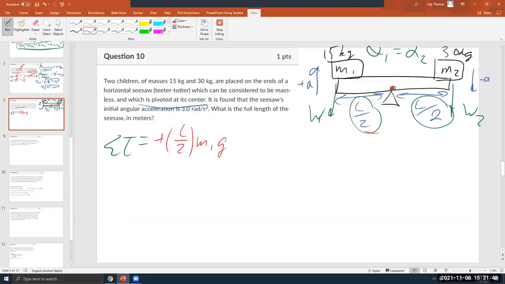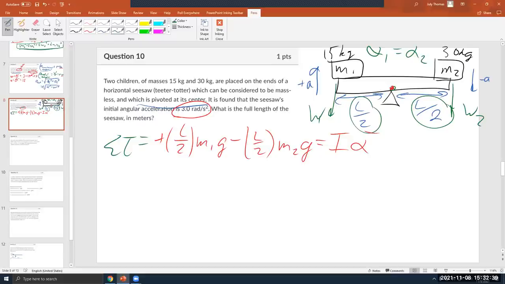The other child, M2, is causing a rotation in the clockwise direction. That is a negative direction for the torque. So we have minus, and I just need r times F. r is again L over 2, and F is M2 times g. I'm summing these torques. We do have some rotation, so this won't be equal to 0. This will be equal to I times alpha. I'm given alpha explicitly, so that's nice. And I have both masses. And ultimately, I'm trying to find the length of the seesaw.